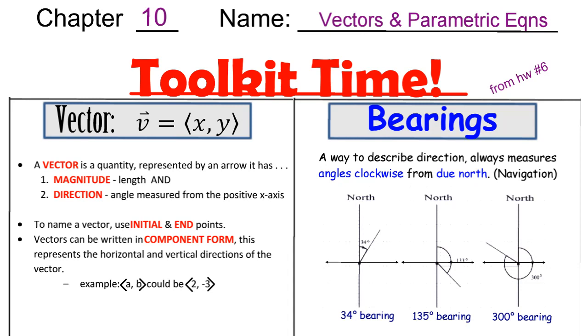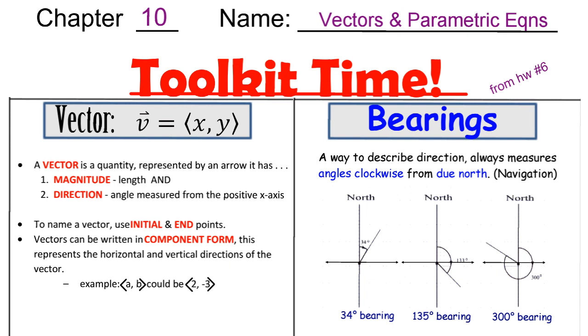Hi guys, and welcome to Chapter 10. Chapter 10 is Vectors and Parametric Equations, and as you can see, we're going to start out with some toolkit time. So if you could grab your toolkits and open up to page 58, we've got some definitions and things that we need to work through.